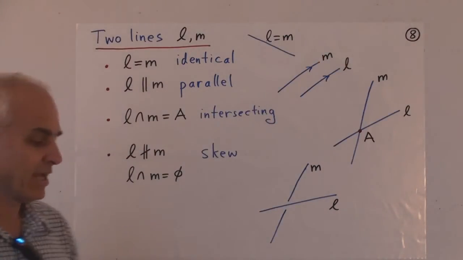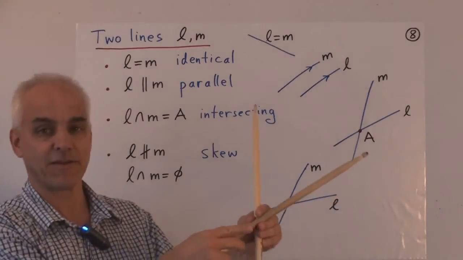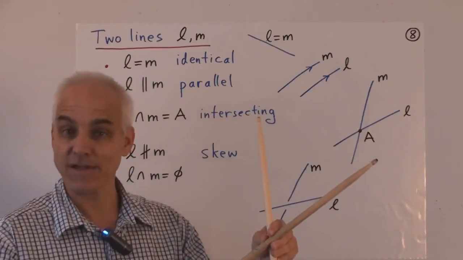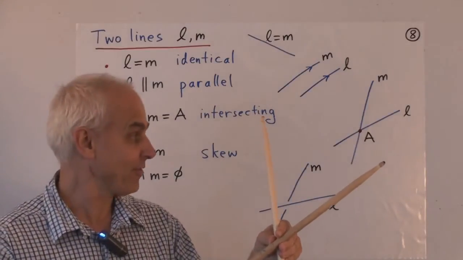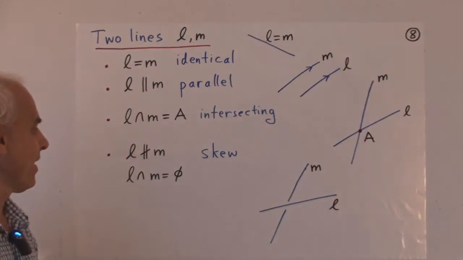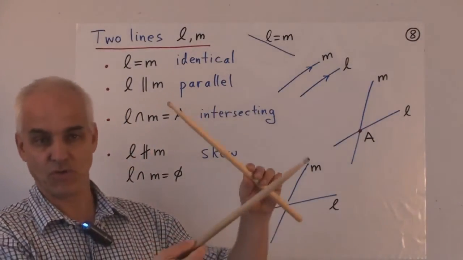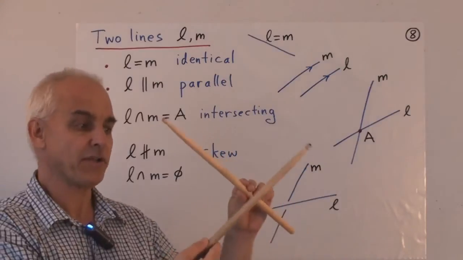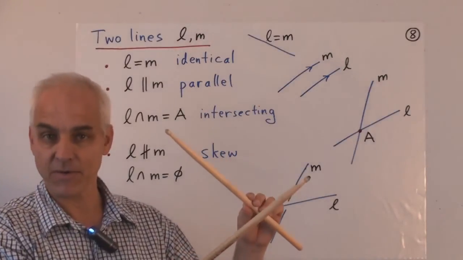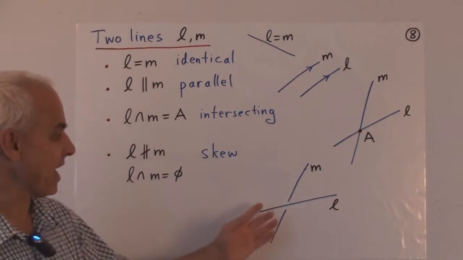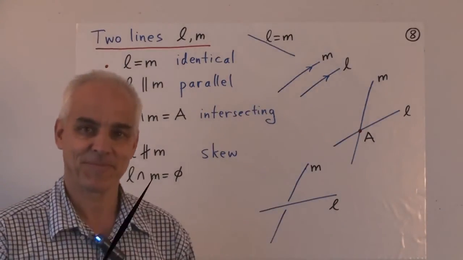Another possibility is that the 2 lines are intersecting. In this case also there's a unique plane that passes through both of those 2 lines. The other possibility, which is the generic one, if you just choose 2 lines at random, is that they are not intersecting and they're not parallel either. We call them skew lines. We represent that by something like this.